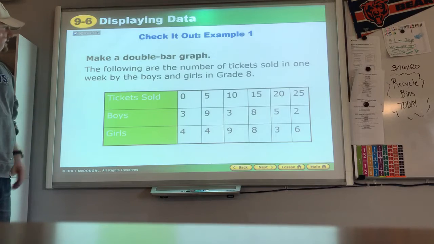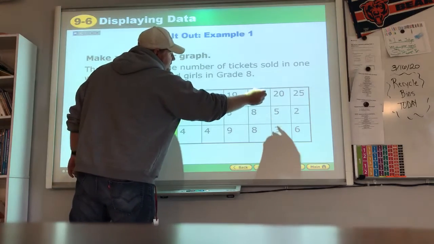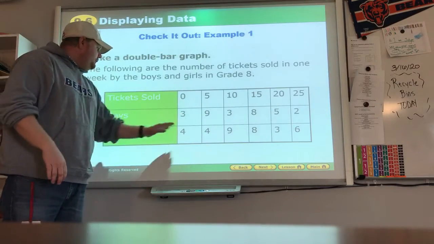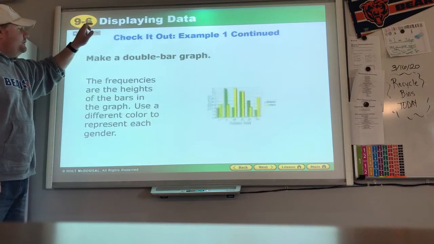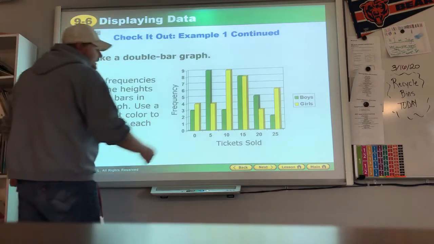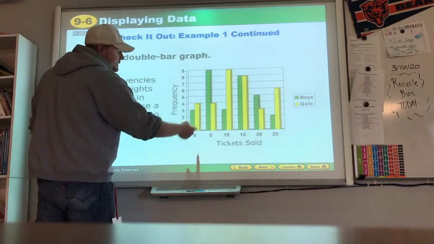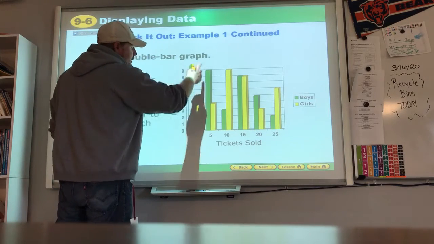So we look at tickets sold. 0 tickets sold, 5 tickets sold, 10 tickets sold, 15, 20, or 25. Boys that sold 0 tickets were 3, girls were 4. All this information's here, but we can quickly put that into a double bar graph and it becomes very obvious. So, number of kids that sold 0 tickets. Boys, there were 3 of them. Girls, there were 4.